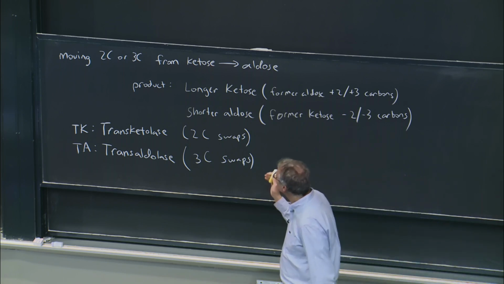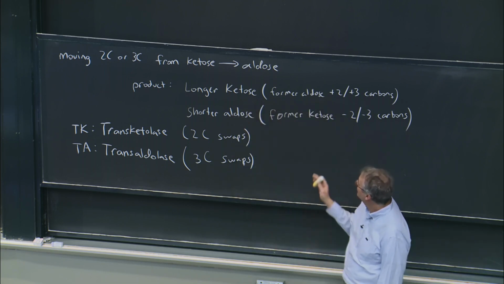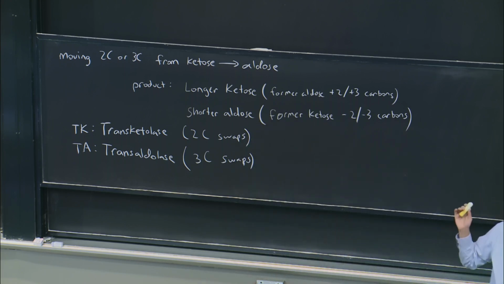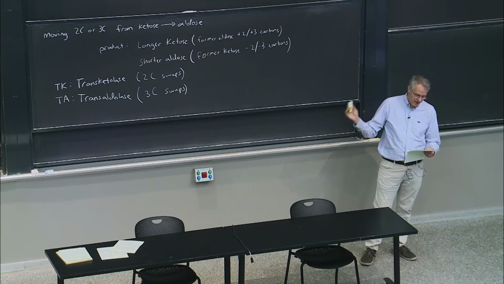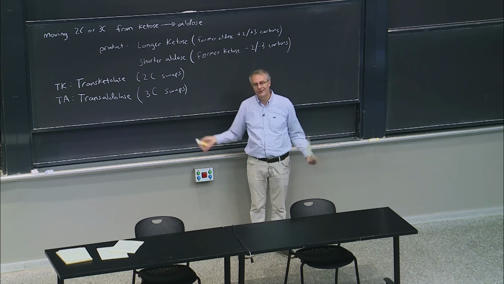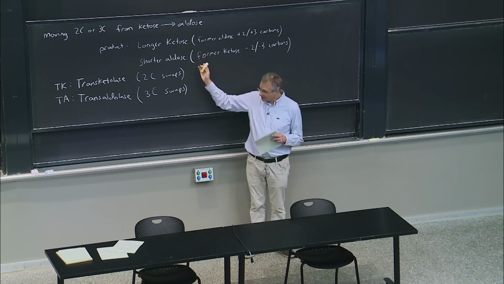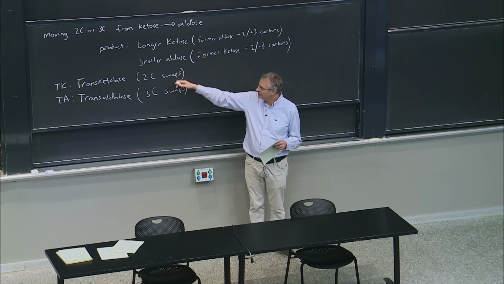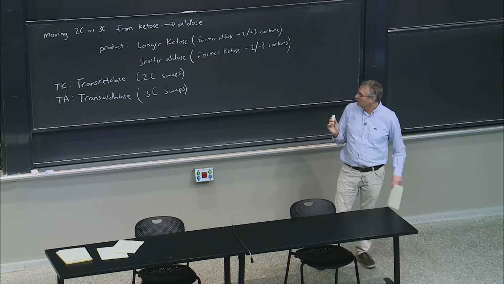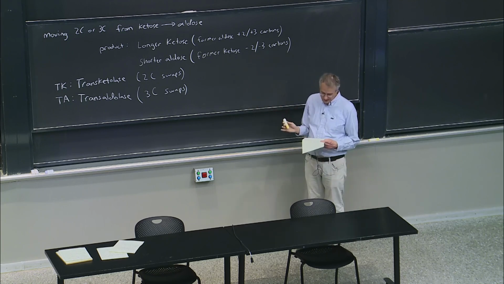Both generate products where the former aldose becomes longer as a ketose, and the former ketose becomes shorter as an aldose, all right? So don't rely on the enzyme names to remember what they do. You'll see partially why they're named what they are as we go through the mechanisms, but for now, just remember that transketolase, 2 carbons, transaldolase, 3 carbons, okay? Different numbers of carbons moved, but always follow the exact same rules.